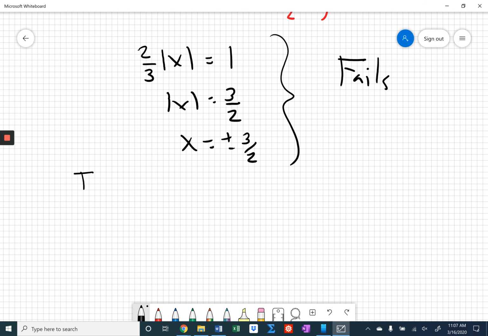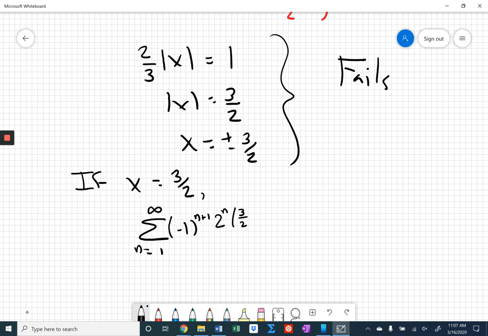So I have to look at these points separately. If x is equal to 3/2, well, now I'm going to have to go back and look at, I'm sorry, not the limit, at least not yet. I'm going to have to look at the sum from n equals 1 to infinity, (-1)^(n+1), 2^n, now x is (3/2)^n, and that's going to be divided by n times 3^n.